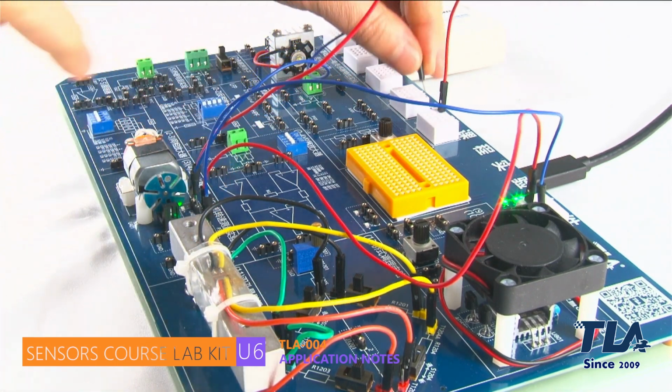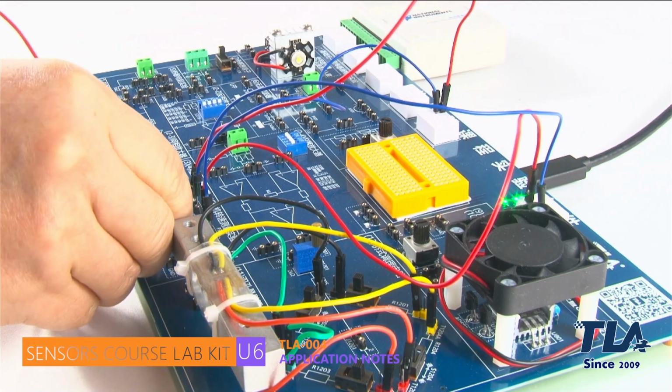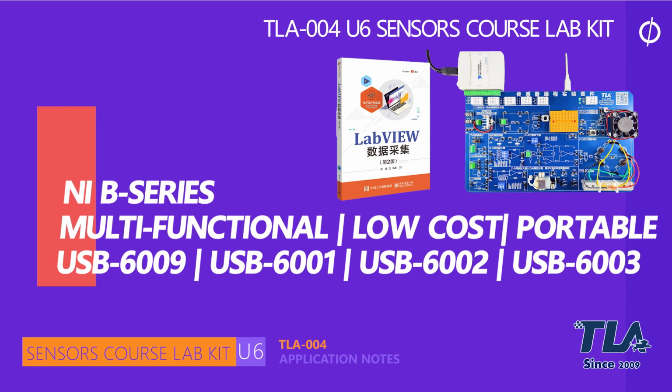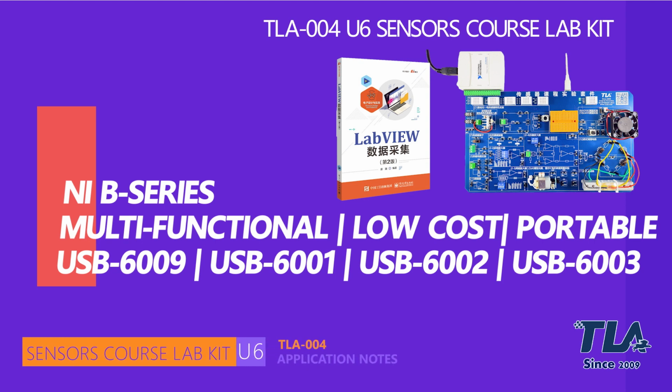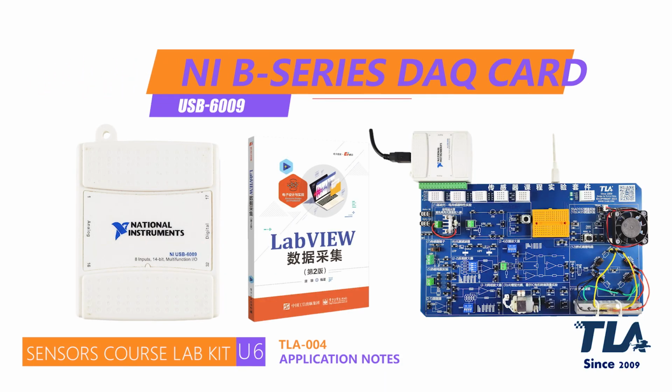TLA-004U6 sensor course experimental suite has greater flexibility in the selection of virtual instrument hardware, and it supports MIO Series B series USB data acquisition cards, such as USB-6009, USB-6001, USB-6002, USB-6003 and other models. What you see in the end picture is MIO USB-6009, which is an instrument used in the experimental suite of TLA-004U6 sensor course. It is a hardware device.